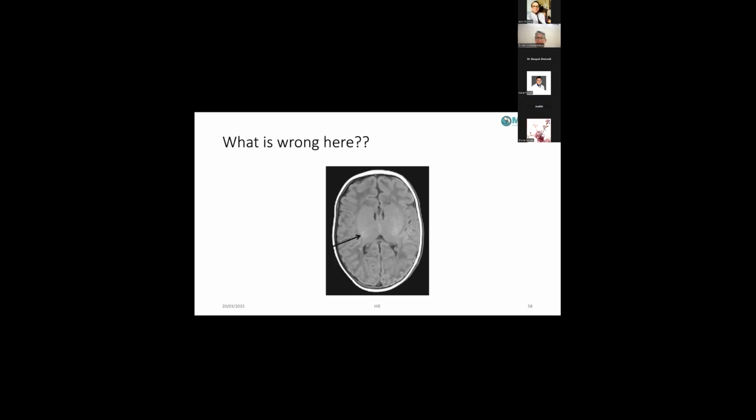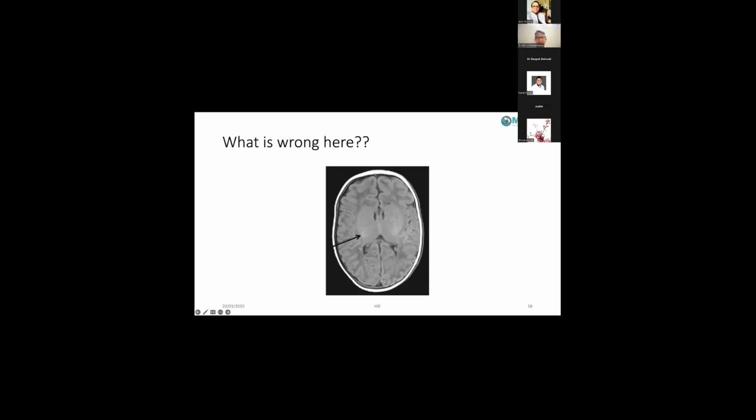Similar, the PLIC is not... Right, I'll give you the scene. It's a T1 brain, and there's an arrow. What's happening in the place of the arrow? There's just one arrow here, but ideally there should have been two arrows. But there you go, this is the area.